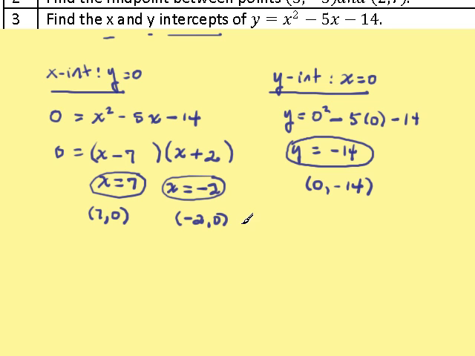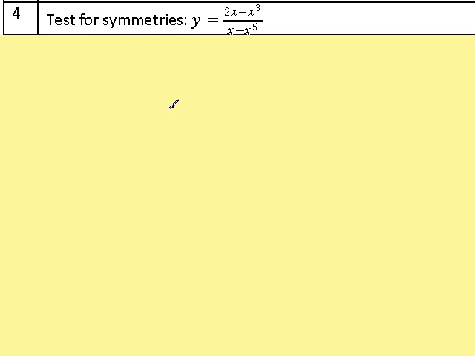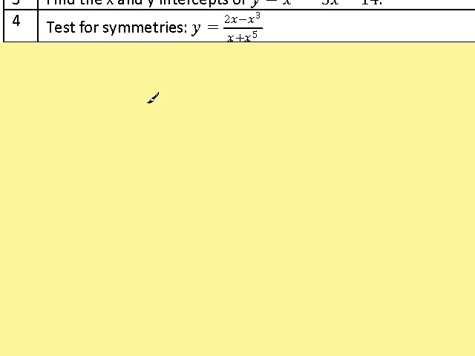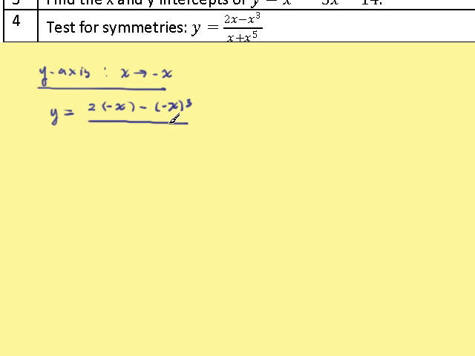Number 4 says test for symmetries. Okay, that would be x, y, and origin. So first, let's say we start with y-axis symmetry. So what we do here is replace x with minus x and see if we end up with the same equation. So let's do that. So we'd have y is equal to 2 times minus x, subtract minus x cubed, divided by minus x plus minus x to the fifth.